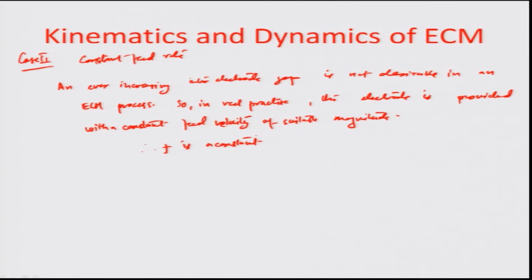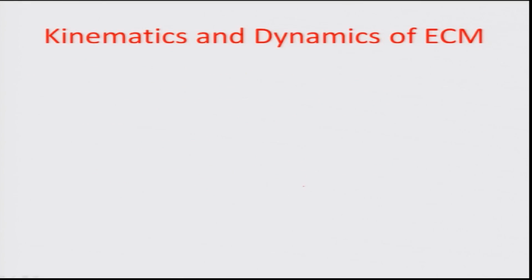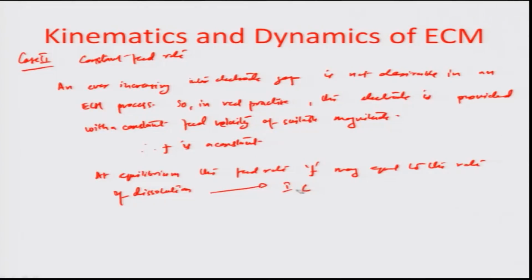So, you can say that at equilibrium the feed rate f may be equal to the rate of dissolution. In other words, as you saw before, dy by dt, the dissolution rate, may be equal to the feed rate, and in that event the IEG, the inter-electrode gap, remains constant.